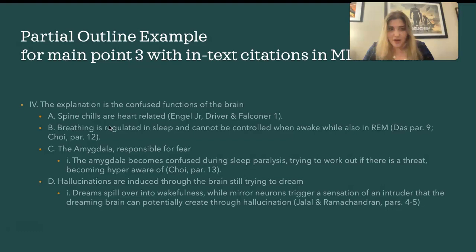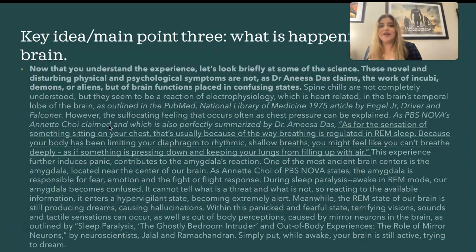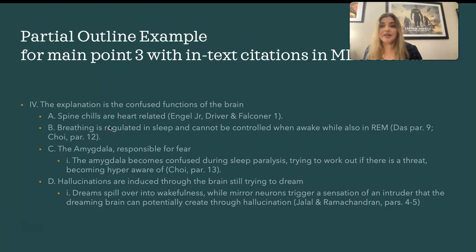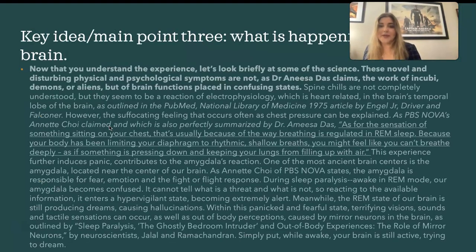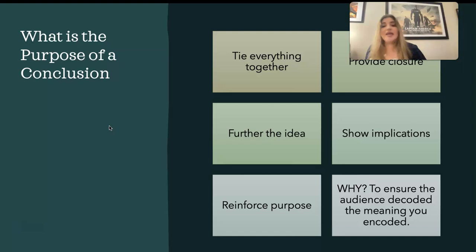Spine chills are heart-related. Breathing, the amygdala response for fear. And then again, there you go. That's what I would say. There's a lot of stuff going on here that is covered here. It's just not elaborated upon. Okay. All right. And then you conclude.